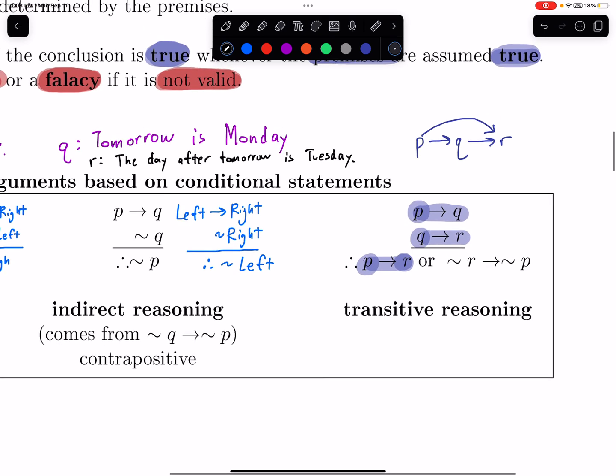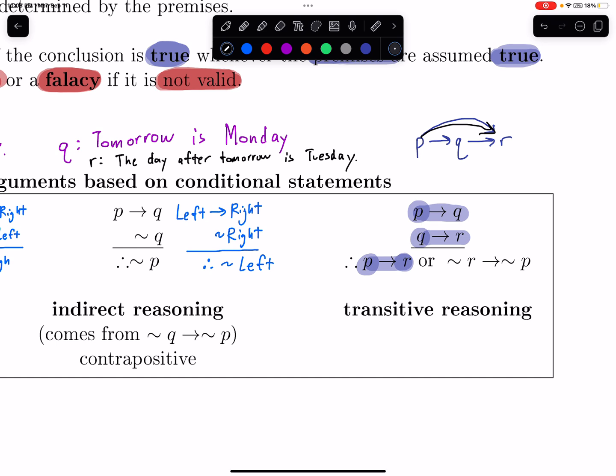Okay, so what's happening here? You're following, basically, it's translated, right? Because you're going from P to Q to R. And you're going in the correct direction, following the order of the direction of the arrow, right?